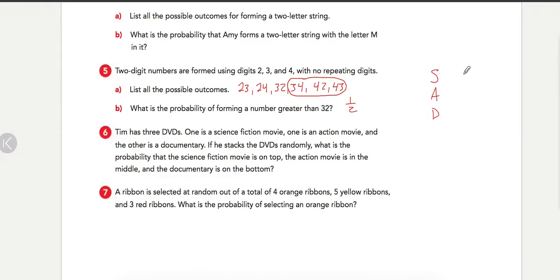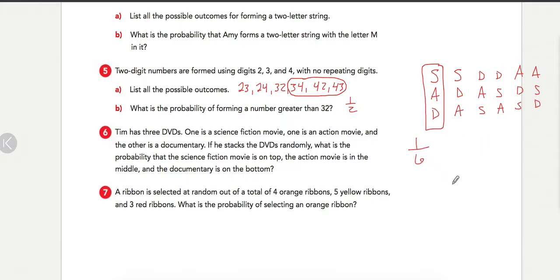So that's one option. Another option is you might have science fiction, documentary, action. He can have documentary, action, science fiction, documentary, science fiction, action, or he could have action, documentary, science fiction, or action, science fiction, documentary. So, what's the probability that it's going to have this? Well, that's one favorable outcome out of a total of 6 different possibilities. So the answer is 1/6.